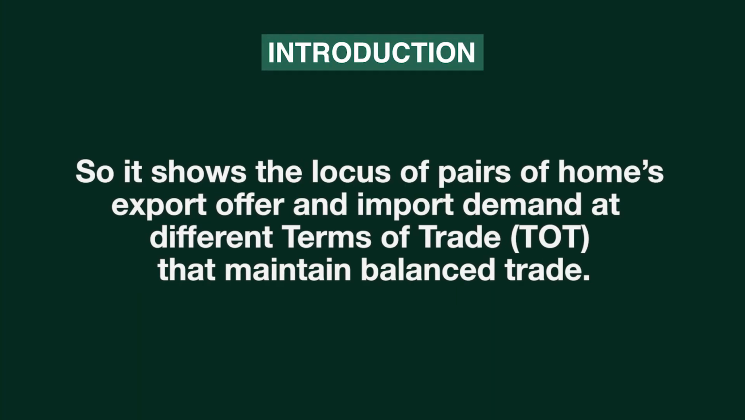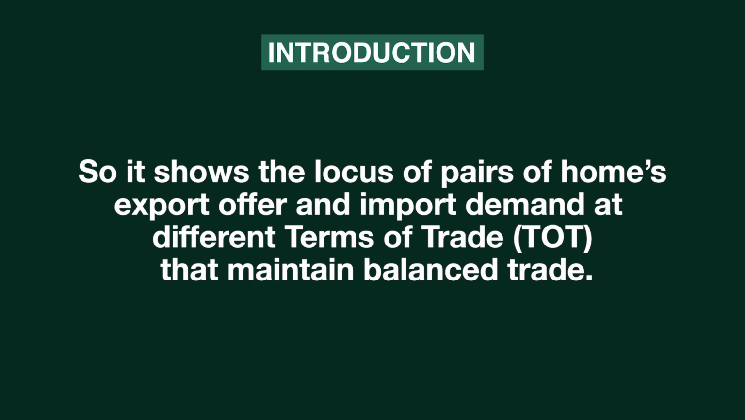So it shows the locus of pairs of home's export, or country 1's export, or country B's export, and import demand at different terms of trade. And the terms of trade, students, you remember, is the price ratio of your exportable divided by the importable. And if these two things are matching with each other, probably you remember, this is called balanced trade. So trade is balanced means the value of export is equal to the value of import, and I'm happy only at that point.